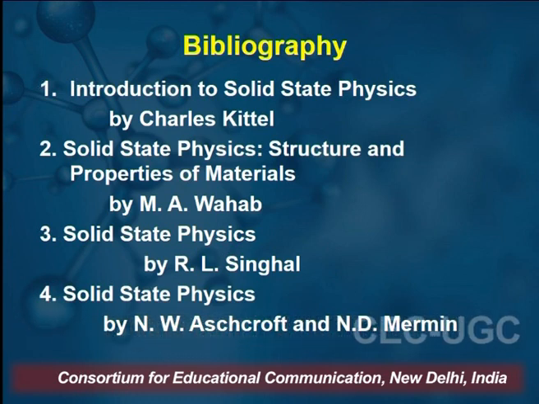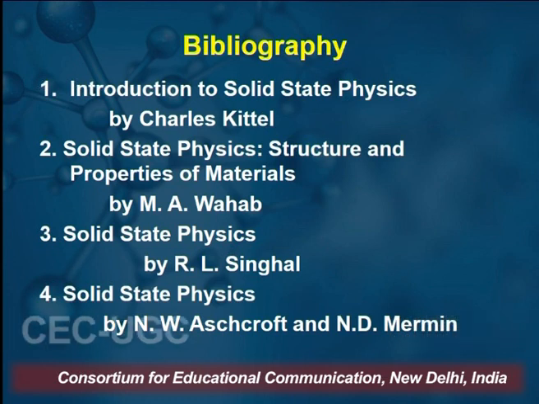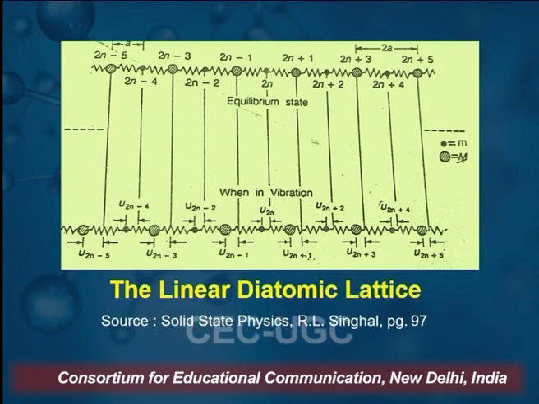This diagram shows a linear diatomic lattice. Let us consider a diatomic lattice having atoms of two different masses, small m and capital M. Small m is the lighter mass and capital M is the heavier mass. As we had talked about in my last lecture, we assume that these atoms are connected by ideal Hooke's law springs.